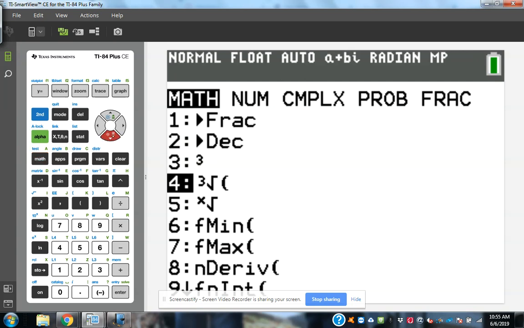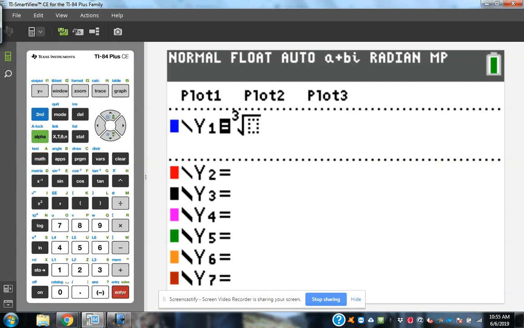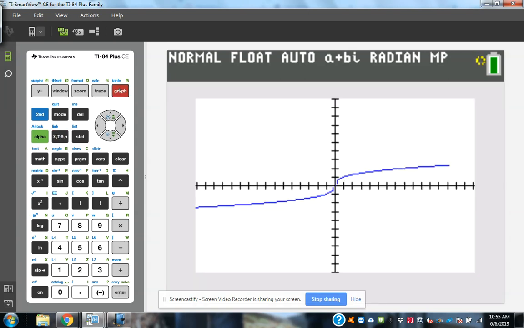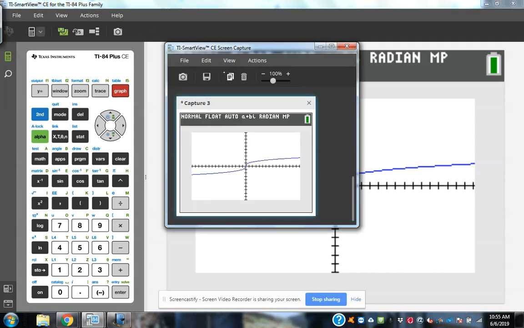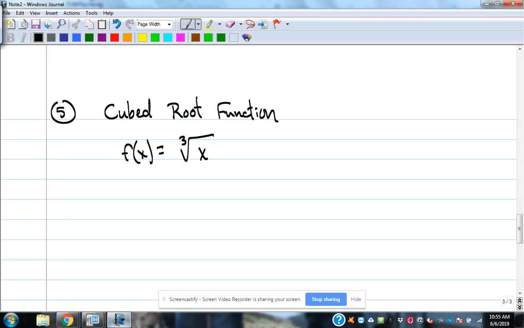So I can just arrow down to that, hit enter, and I get a cubed root symbol in my y equals. And I'm typing an x, and I'm hitting graph. And what it does is it inverts the cubing function. And it looks like this. And I'm going to take that picture and transfer that over to my notes.